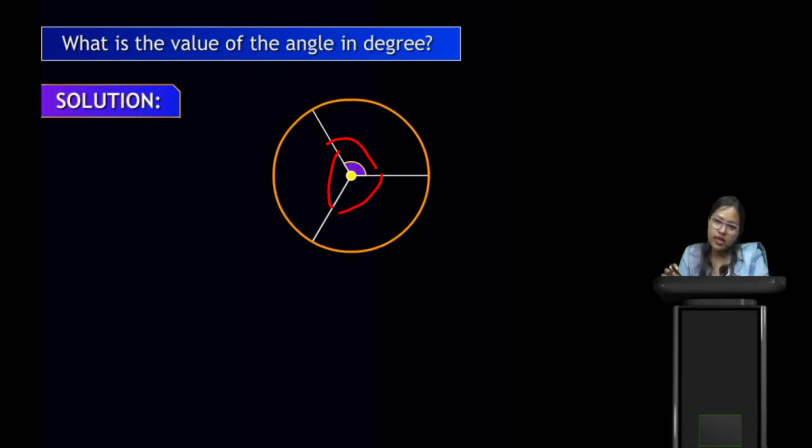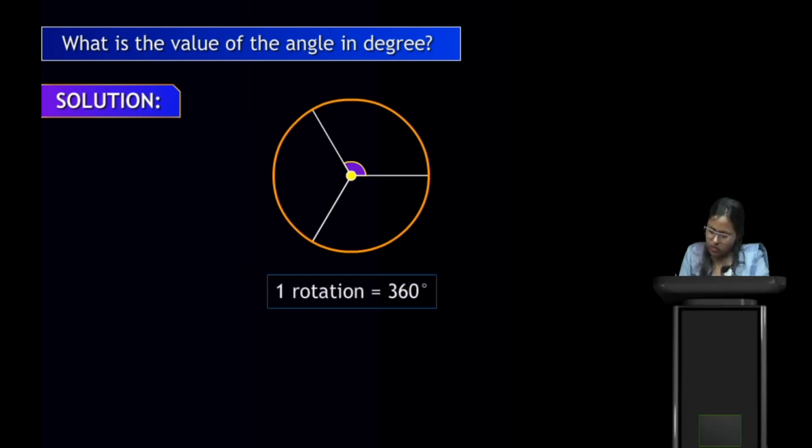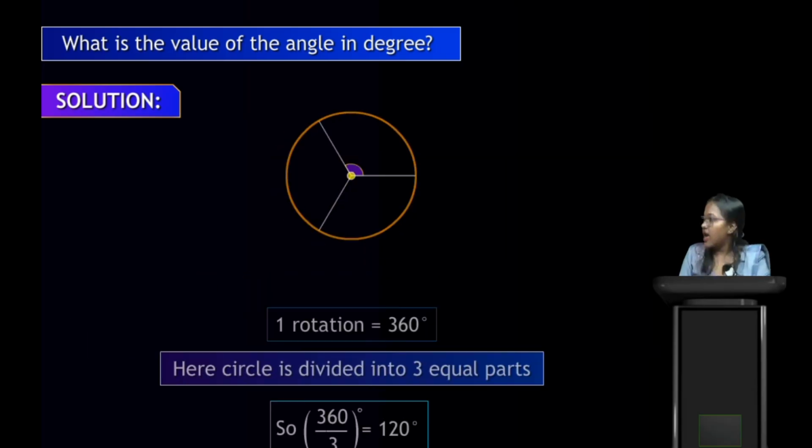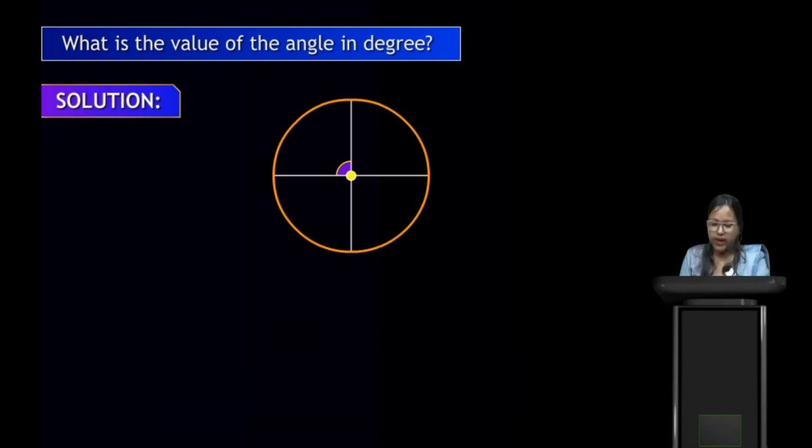And what we know, for full rotation, how many degrees will it rotate at the center? Very good, total 360. So here 3 portions are divided and the highlighted one is one of them. So what would be your answer then? One complete rotation is 360, as it is divided into 3 equal parts. So 360 by 3, that means 120 degrees.